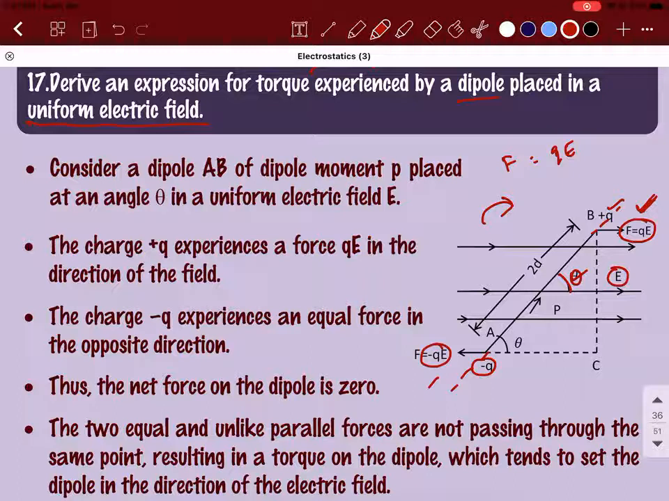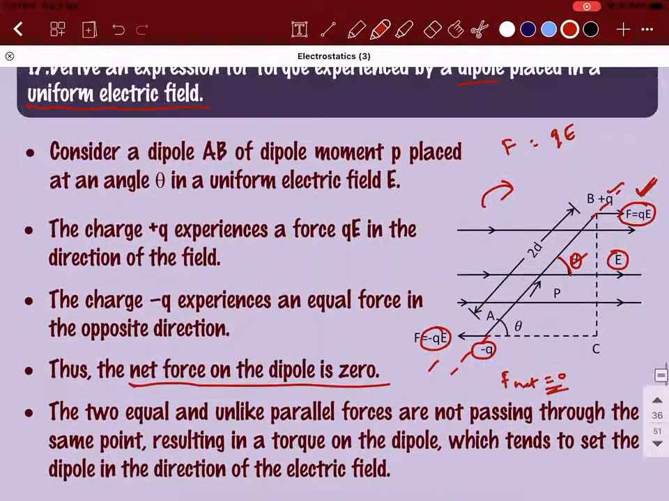As a result, they form a system of equal and opposite forces, but not necessarily a system where the torque is zero. So what is happening here? The net force is always going to be zero. The net force on the dipole is zero. But what about the torque? It's a non-zero value. So for that, we need to recollect the concept of what is torque.